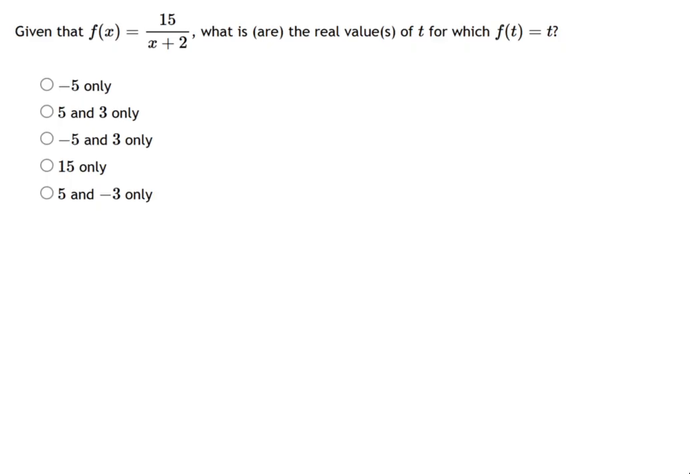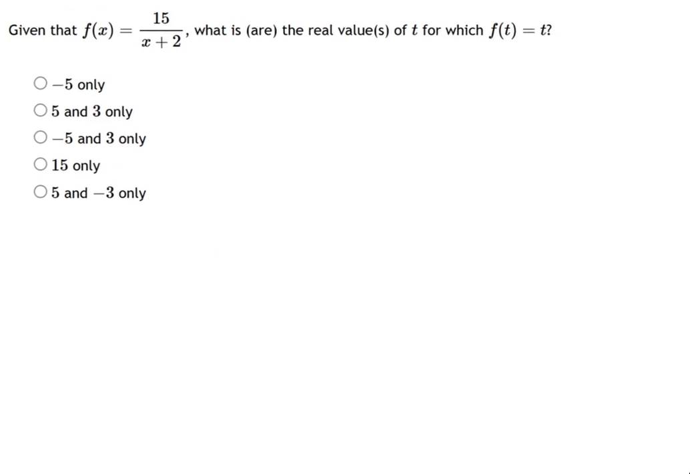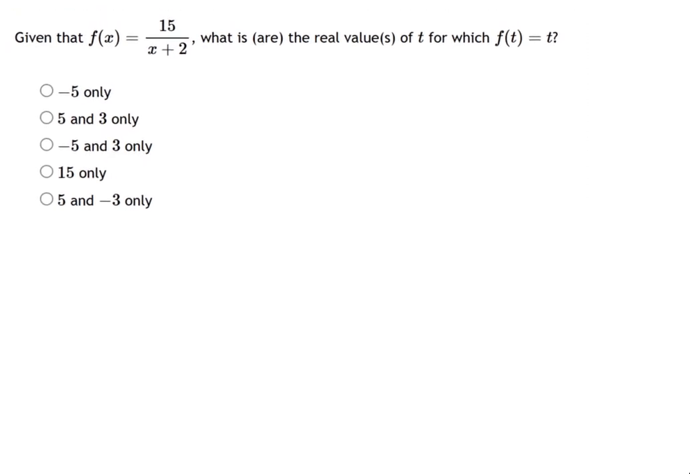Well, remember that when I say f of t, what I'm saying is a function that depends on a variable. And it doesn't really matter if that variable is x or t or a or q. I could, if I want, rewrite this and say f of x equals x. That means the same thing, except the advantage is that I know what f of x is. That's the equation on the left. So now I can write it like this: 15 over x plus 2 equals x.